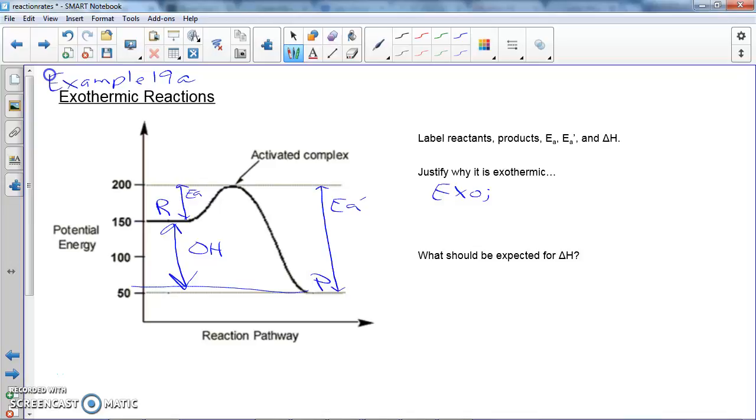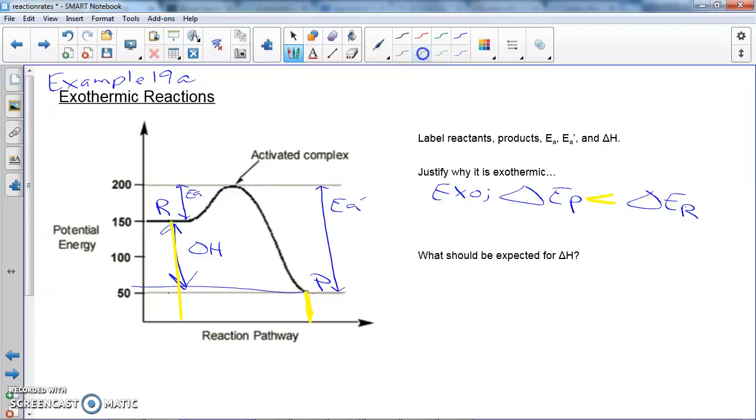Now to justify it, we're going to talk about E sub A of the products, I'm sorry, the change in energy of the products versus the change in energy of the reactants. All right, what can you tell me? So we're looking at this space right here versus this space right here. The change in energy of products is less than the change in energy of reactants. Everybody visualize that? Okay, so less than.